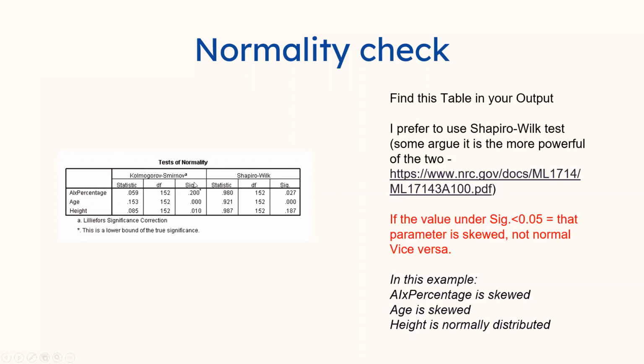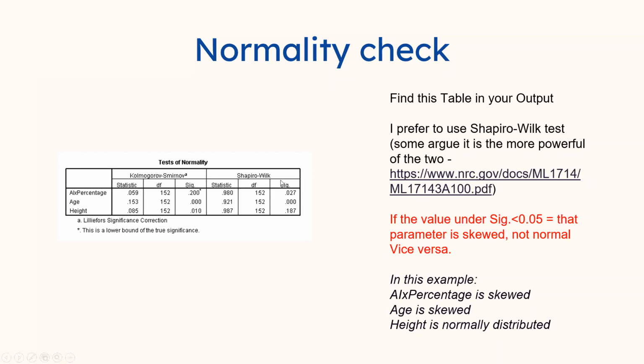For SPSS, they will give an output of 2 tests, Kolmogorov-Smirnov and Shapiro-Wilk. Both are the same, I would say, but more people tend to use Shapiro-Wilk because it is arguably more powerful of the two. So I think we just stick with Shapiro-Wilk for everyone.